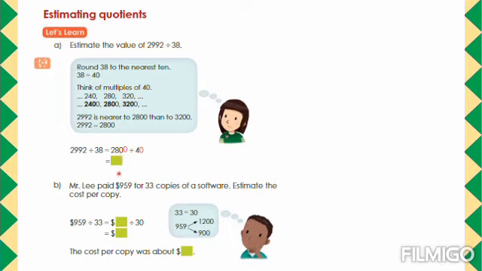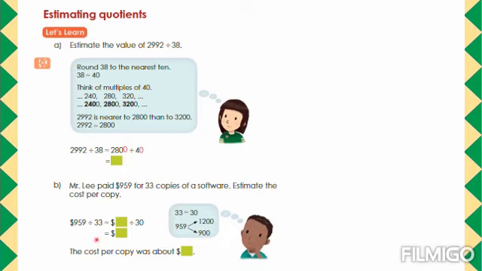Okay? Then after that, letter B, we have a problem here. I'll read it for you, class. Listen carefully so that you will understand this problem. Here is the problem. Mr. Lee paid $959 for 33 copies of a software. Let us estimate now the cost per copy.